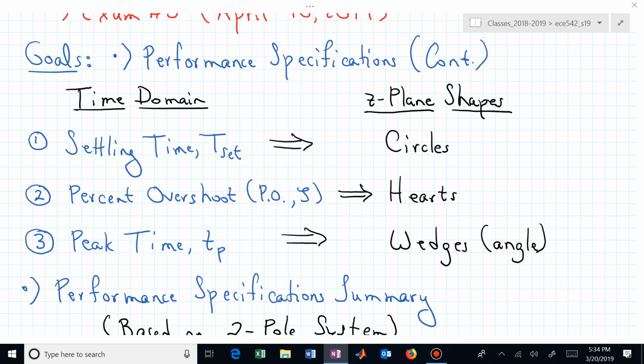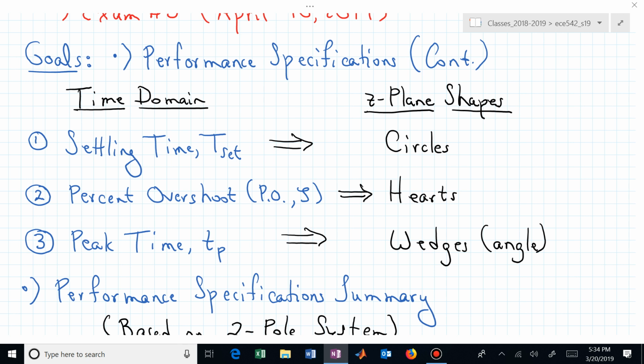Percent overshoot, you can think of PO, percent overshoot, or zeta, the damping ratio, and that corresponds to hearts, and we'll try to draw those hearts today. I apologize that we're a month late. We should have maybe been doing those not on Pi Day, but on 2/14 of 2019.